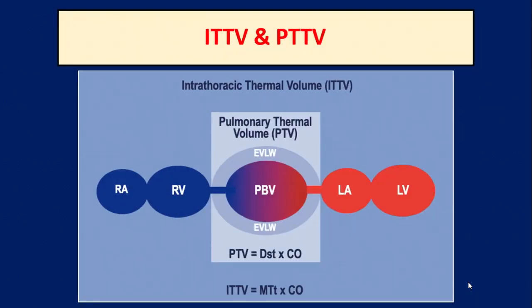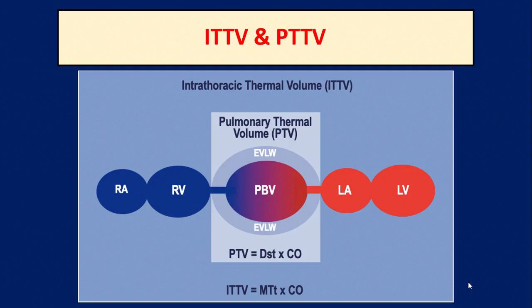So what are these? Intrathoracic thermal volume and pulmonary thermal volume. Intrathoracic thermal volume is everything, whatever it is, and the pulmonary thermal volume is pulmonary blood volume plus extravascular lung water, because this blood which is traversing from the RV to the lungs, some amount is leaking out here. It could be less than 10%, it could be more than 10%, but it is leaking. That's why we have to calculate this.